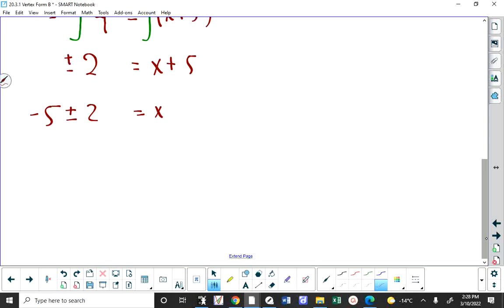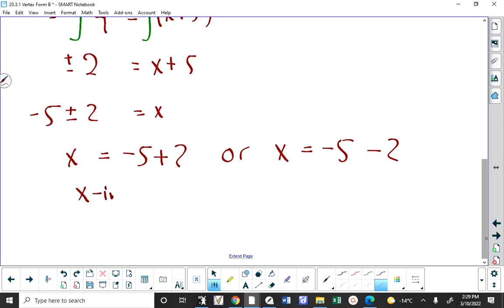It would not be wrong if you wrote plus or minus 2 minus 5. That's not wrong. But we usually put the plus or minus at the end. What does that mean? It means x equals -5 plus 2, or x equals -5 minus 2. The 2 x-intercepts are -3 and -7.